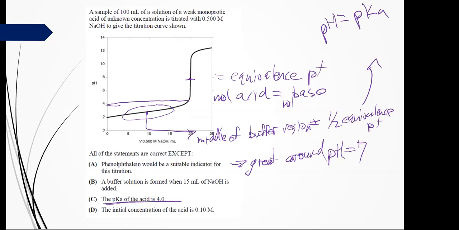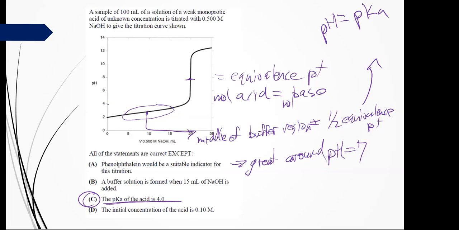So is that looking like it's happening in the middle of our buffer region? No. And so that's kind of why we know that this is not going to be correct, is that our pKa is really much lower, somewhere around like in the 3s, maybe even the 2.7, something along those lines.